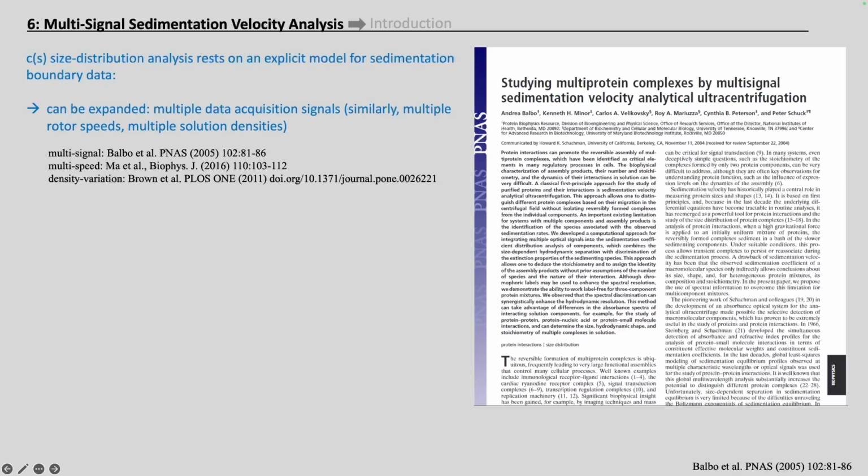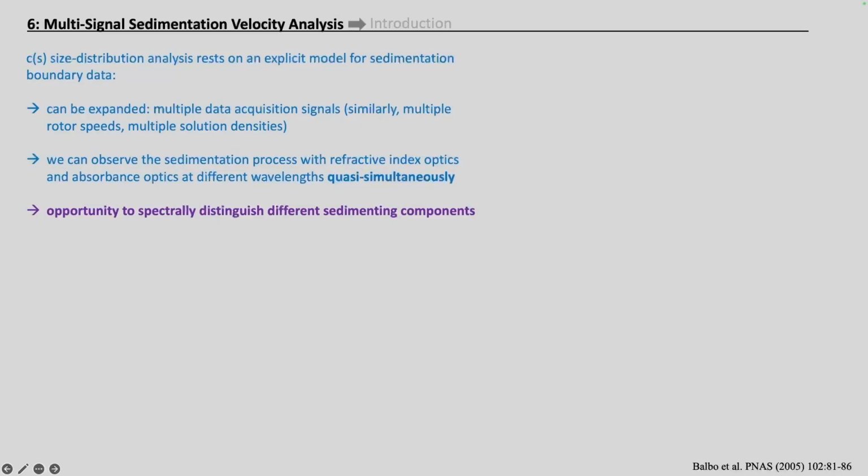But in the context of sedimentation velocity for studying interacting systems, the variation of the data acquisition signals is particularly useful. The experimental basis is that we can observe the sedimentation process with different optical systems quasi-simultaneously, and that gives us the opportunity to spectrally distinguish different sedimenting components.